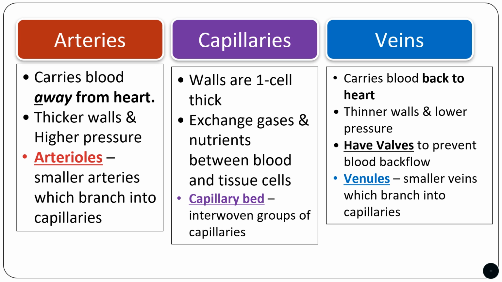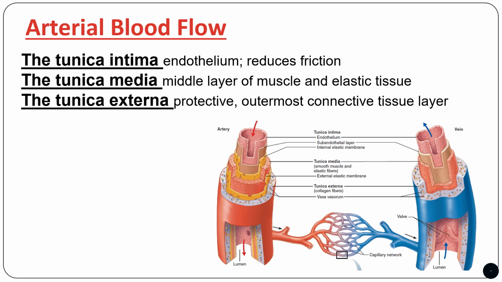Veins carry the blood back to the heart. These have thinner walls and lower pressure. It's lower pressure because they're further away from the heart, so they're further away from that source. They have valves to prevent backflow. We looked at this in lab. And then venules are the smaller veins, which then branch into capillaries. So here is a little bit of what this looks like. You have your veins, your venules, and then into your capillaries, and your arteries, your arterioles, and into the capillary bed. We also looked at these diagrams in lab.